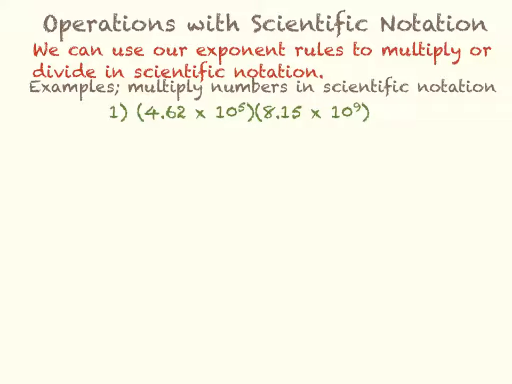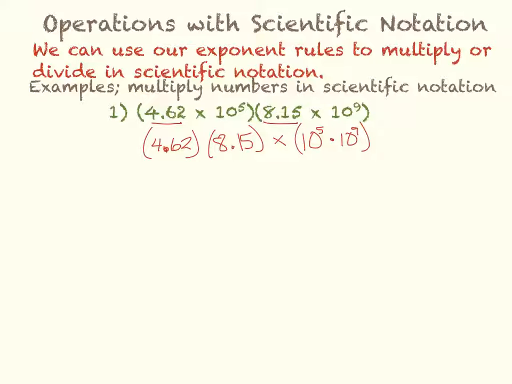With scientific notation, we can use our exponent rules to multiply and divide. So we're going to do an example here where we are multiplying in scientific notation. What we're going to do is just rearrange things and put our numbers without the exponents together. So I'm going to go 4.62 times 8.15, and then I'm going to multiply that times 10 to the 5th power times 10 to the 9th power.